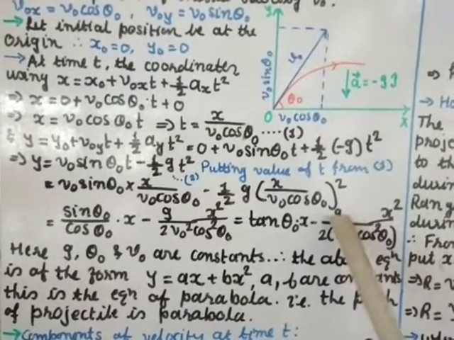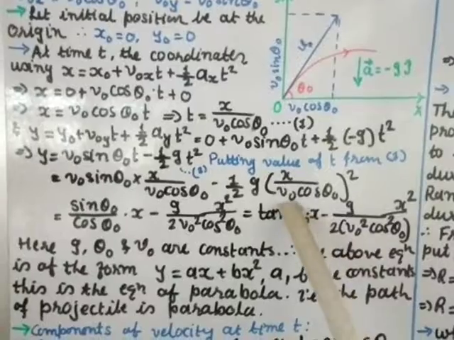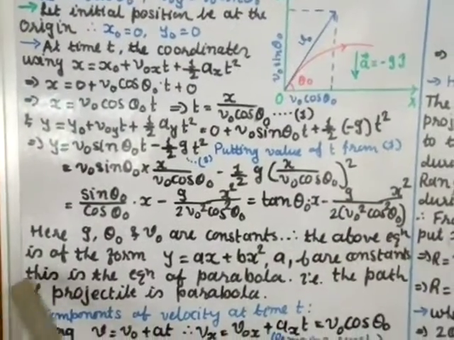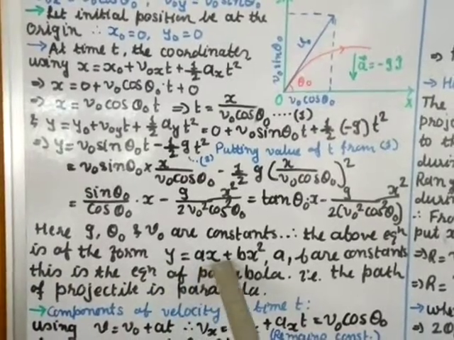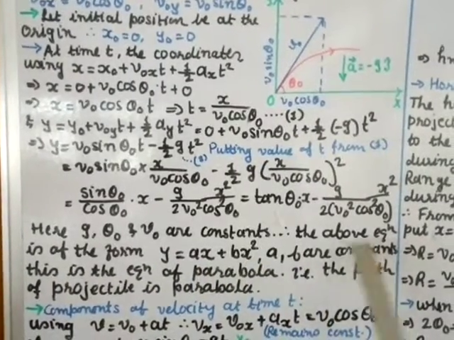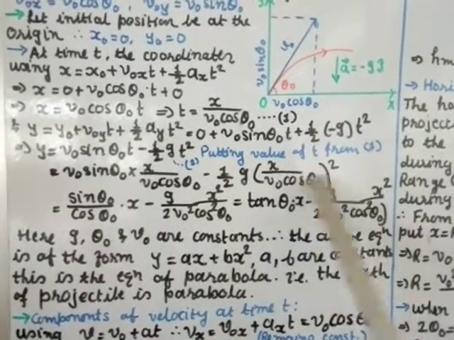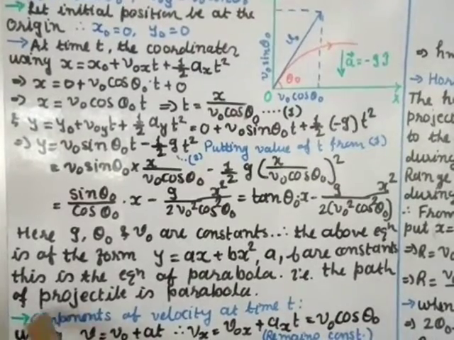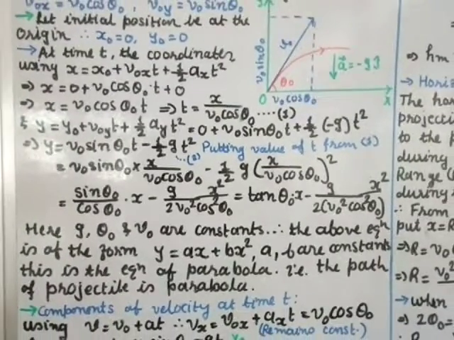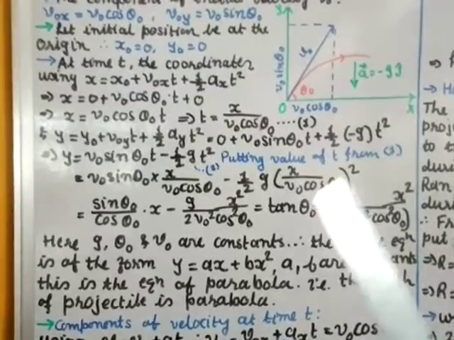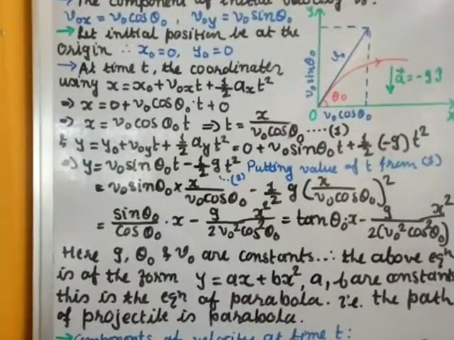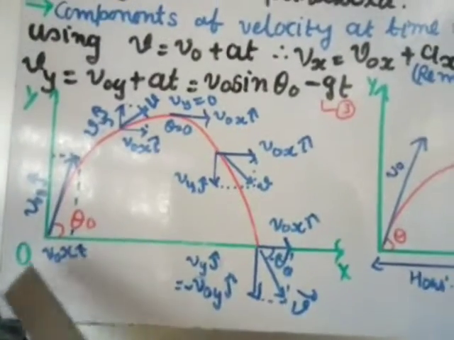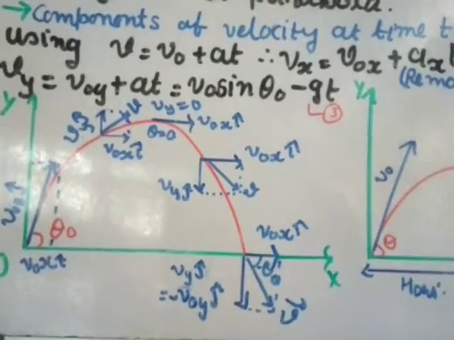V naught is constant, g is constant. So that means this value is constant and this value also is constant. Therefore, the above equation is of the form y equals ax plus bx square, where a and b are constants. So I can say this is ax plus bx square. This is the equation of a parabola, that is, the path of the projectile is a parabola. That means when the projectile is in motion, its path will be a parabola. This is the parabolic path of the projectile.